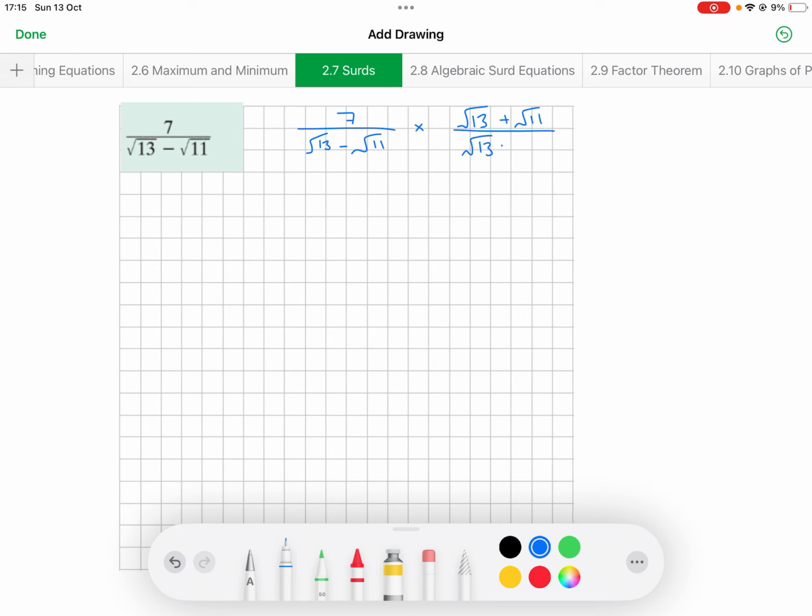Now, the reason we can do this is, if you think about it, 5 over 5 is 1. 10 over 10 is 1. x over x is 1. So this is actually just multiplying by 1, so we're not actually changing the sum. So that's why we can do that.